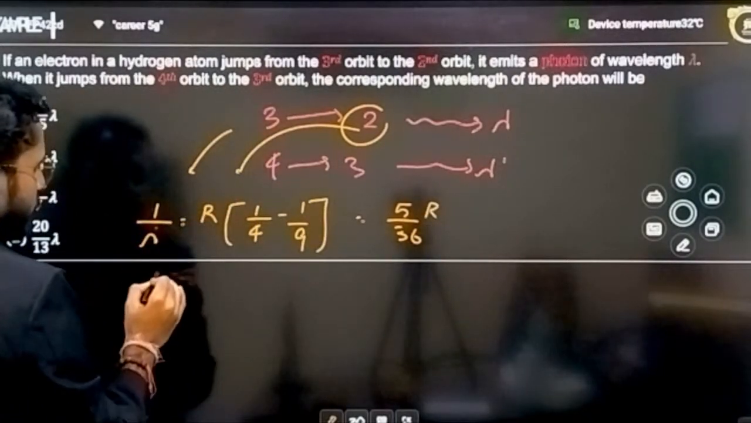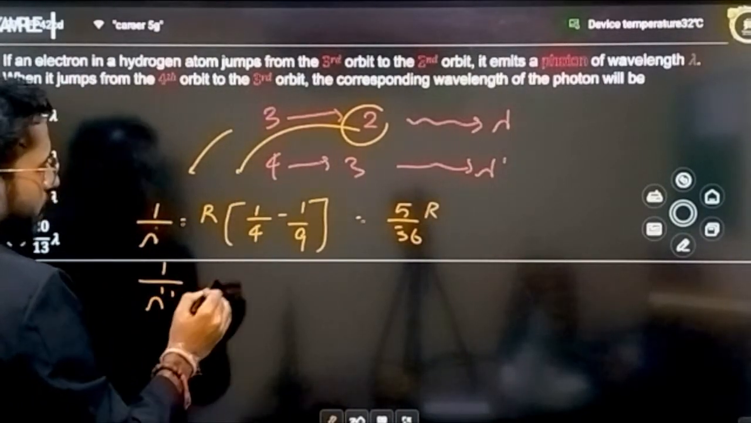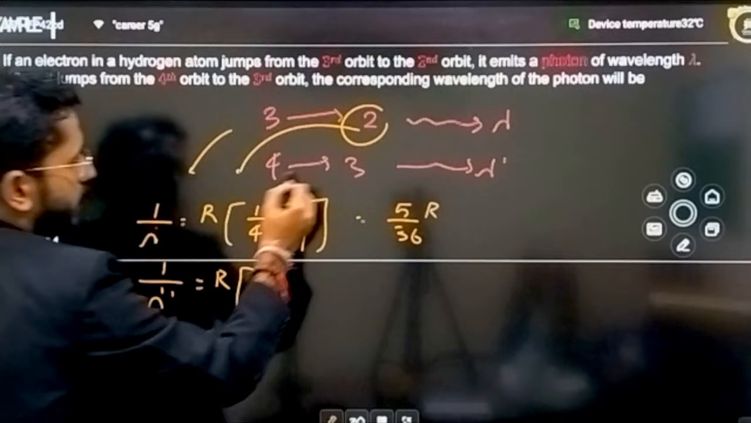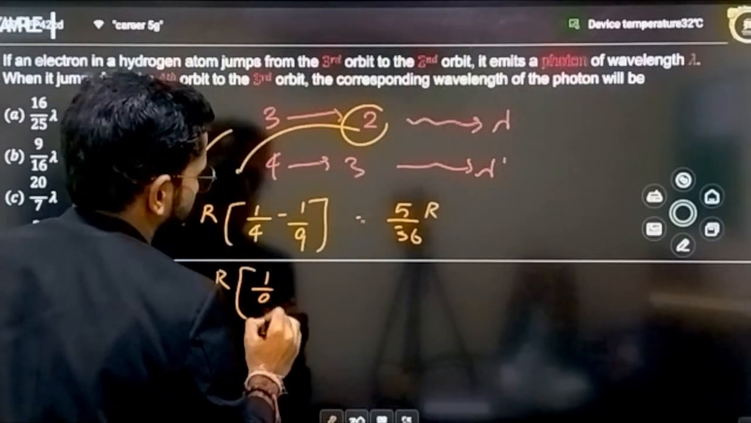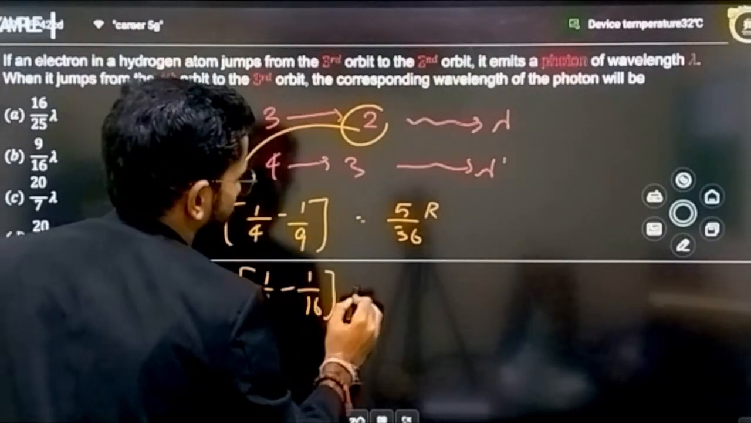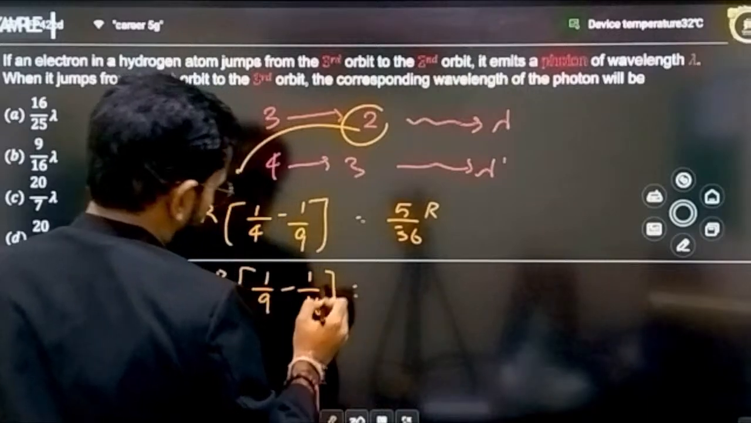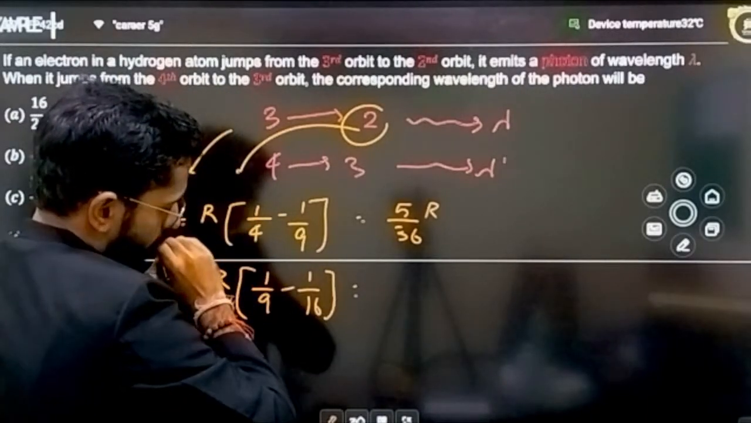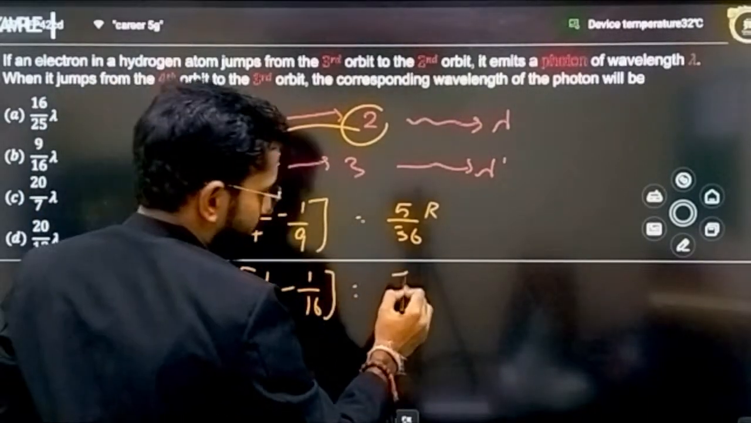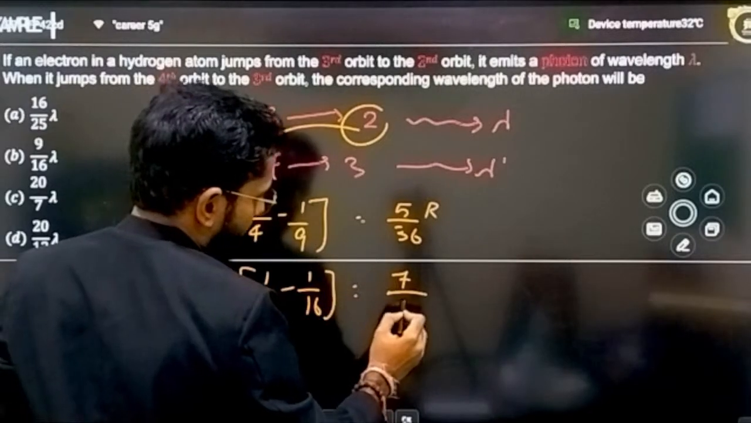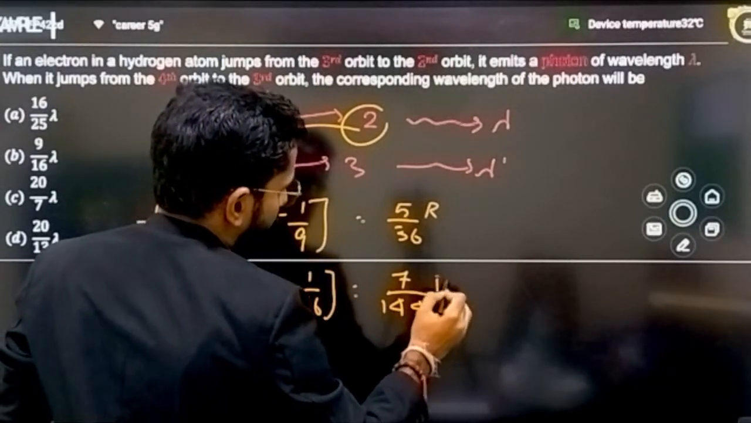That is lambda. Second equation, 1 by lambda dash. For the second case, what will we be defining? The transition is from 4 to 3, that means you will be writing 1 by 16 minus 1 by 9. Here what you can say, it will become how much? 16 minus 9, how much is 16 minus 9? It will be 7 divided by 144 into r.